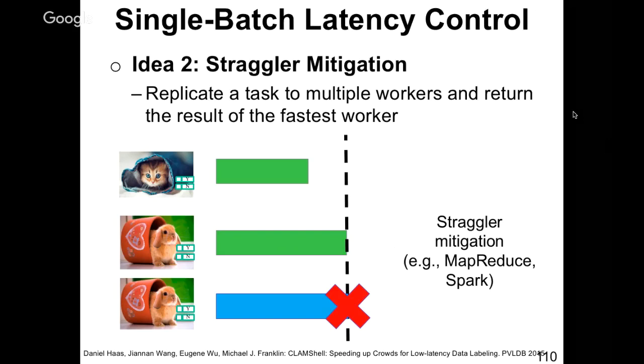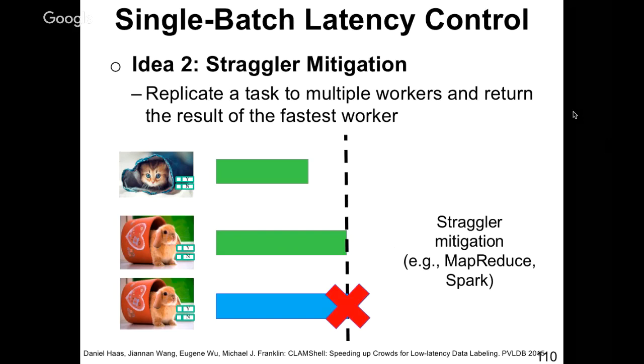Whenever a task is finished, you will terminate the slowest task, right? So you don't have to say, okay, this might be the slowest task, I'm going to set a higher price for that. So this idea avoids making the prediction, but still can reduce your latency. As I mentioned, this idea is being widely adopted in some distributed computing frameworks like MapReduce and Spark.